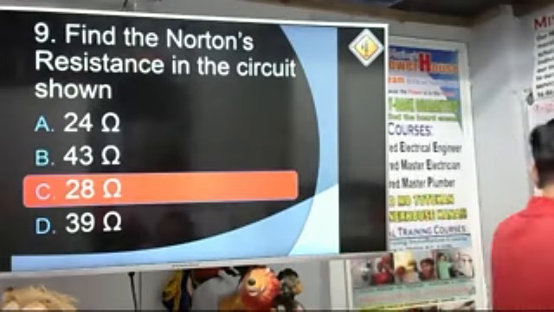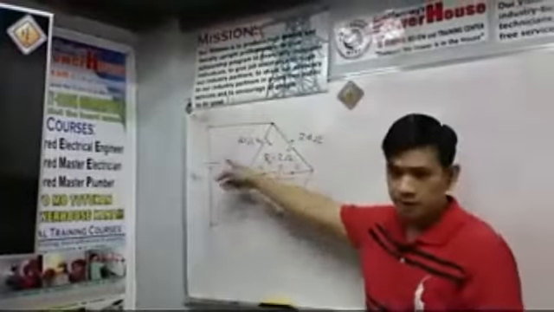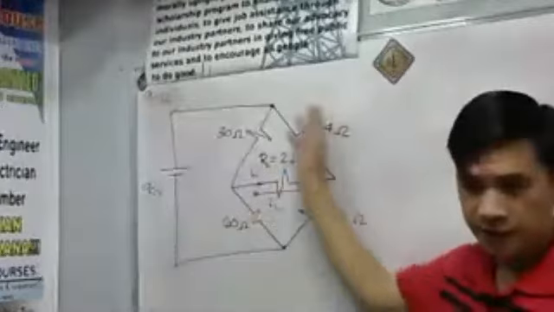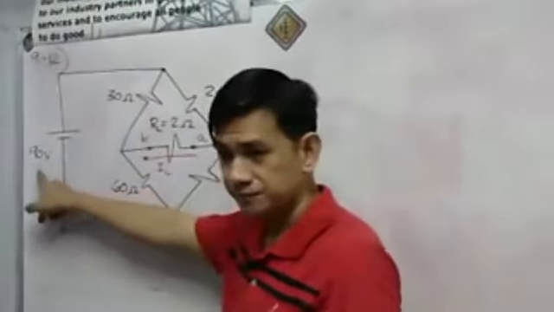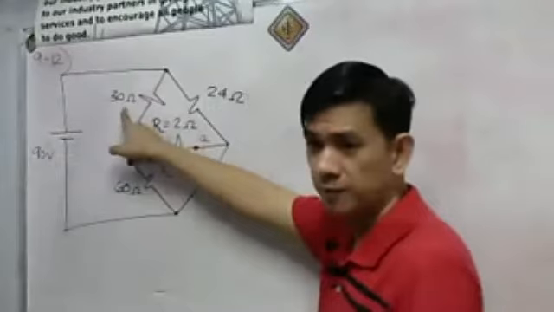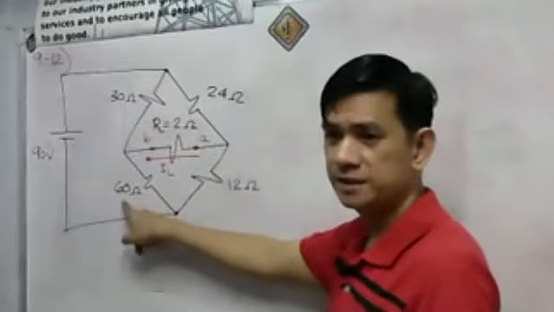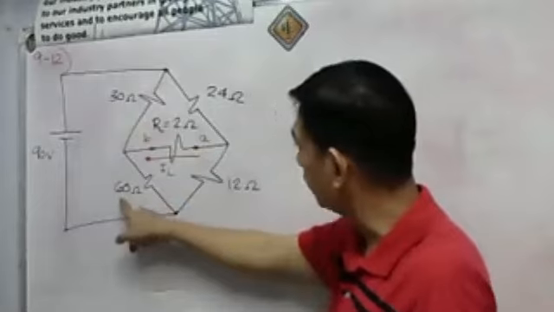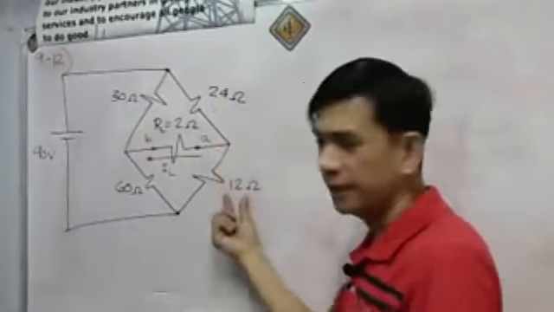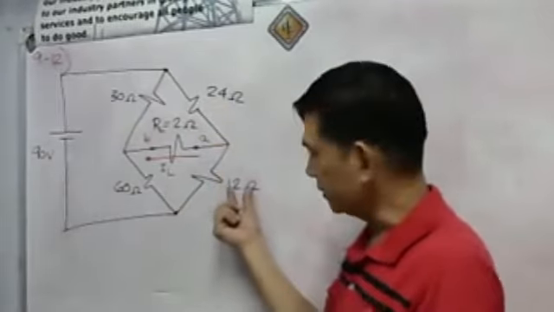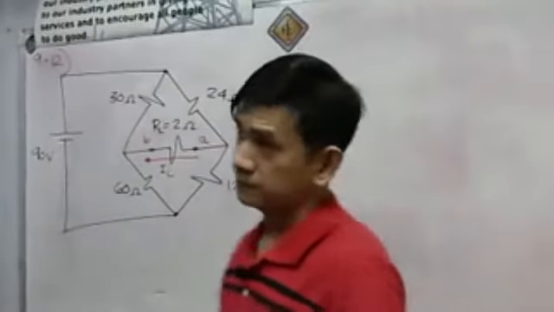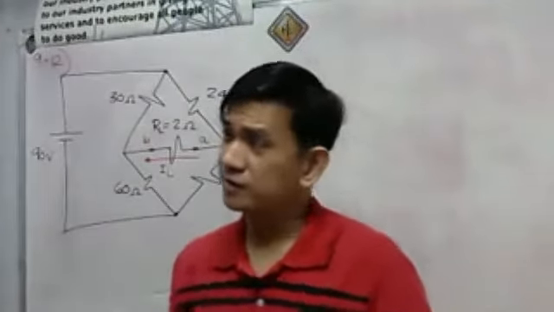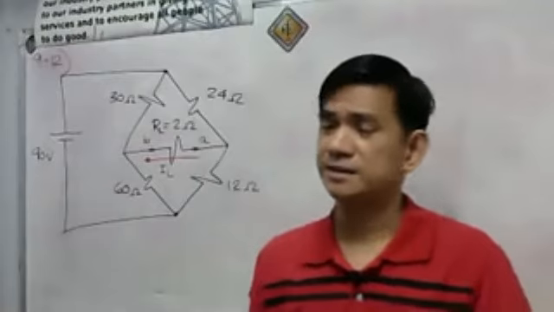Take a look here at our whiteboard. So this is our circuit. We have a 90-volt source, then we have a 30-volt source here. We have a 30 ohms, then 60 ohms, 24 ohms, then we have a 12-ohm source here. So first, for number 9, find the Norton's resistance in the circuit shown.